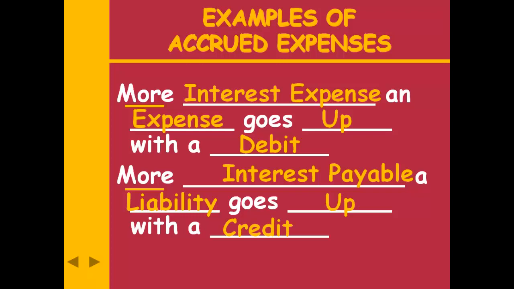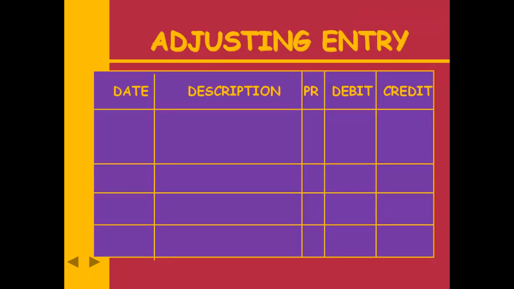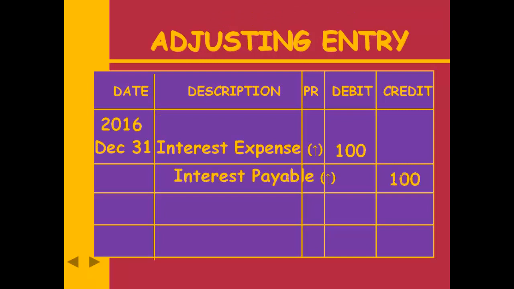So my adjusting entry is to record the interest that I have incurred but not yet paid and I now owe. I have more interest expense, goes up with a debit, and I have more interest payable, a liability goes up with a credit. And those are our 2 accruals of expenses. I've incurred an expense and I don't have it on my books anywhere.